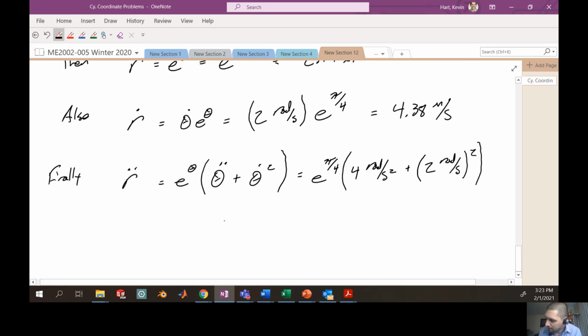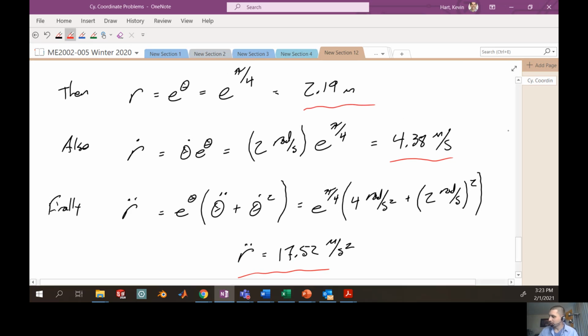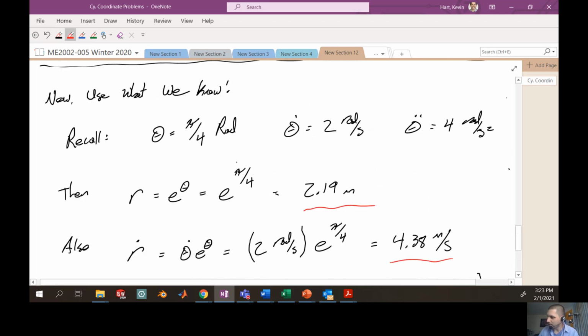So put this all together, and we get an r double dot here, which is 17.52 meters per second squared. So at this point, we have all the information for this one particular snapshot, which is the very specific moment when theta is equal to pi on 4. So here I have my r double dot, here I have my r single dot, and here I have my value of r. And alongside of that, I have all the values of theta, theta dot, and theta double dot.